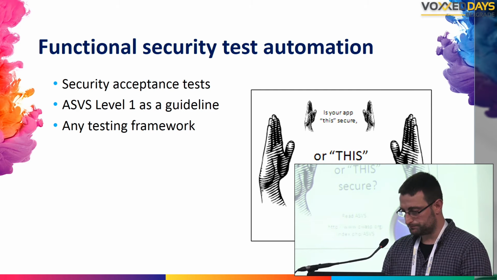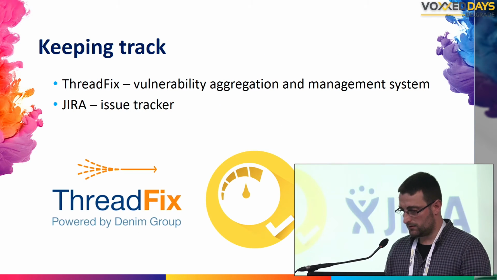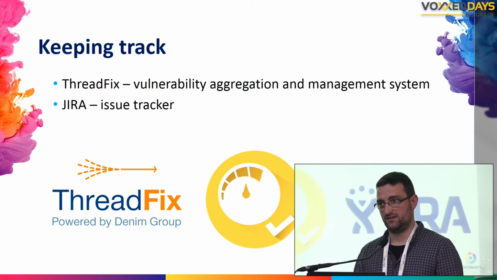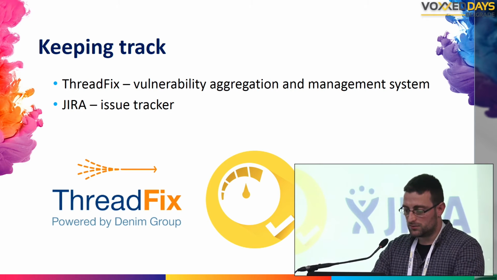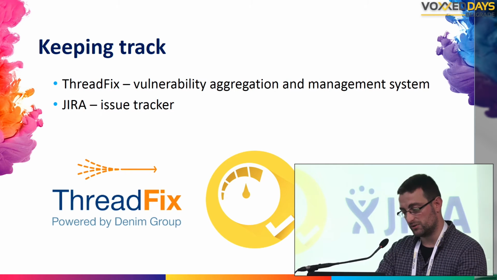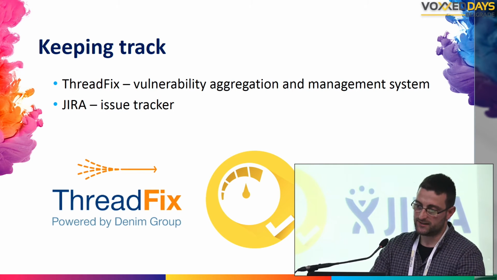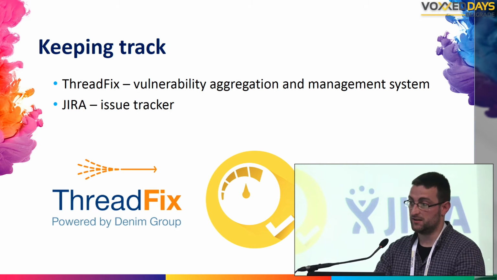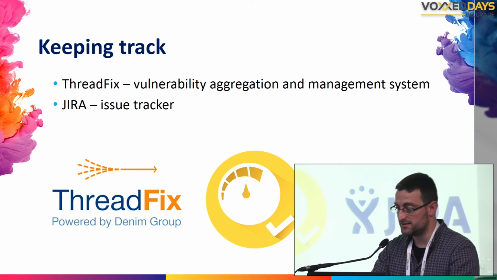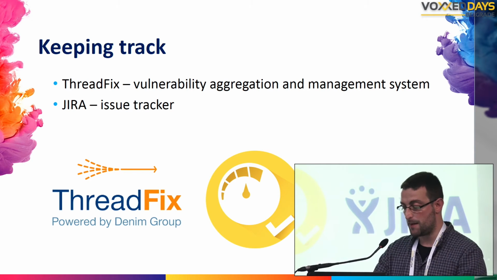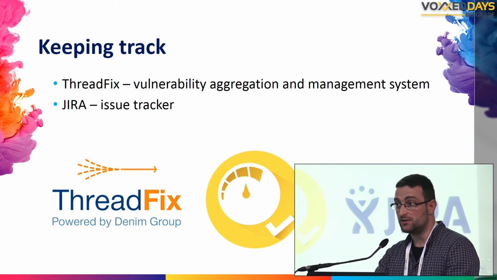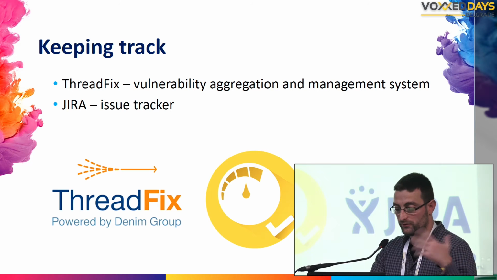Okay, so we got to the part where we need to keep track of all these tests that we did. We have these static code analysis tools that produce some sort of report. We have these non-functional tests that also have reports produced by those proxies and tools such as Burp and ZAP and whatever you use. And lastly, we have those acceptance tests that you also can make into a report of some sort.